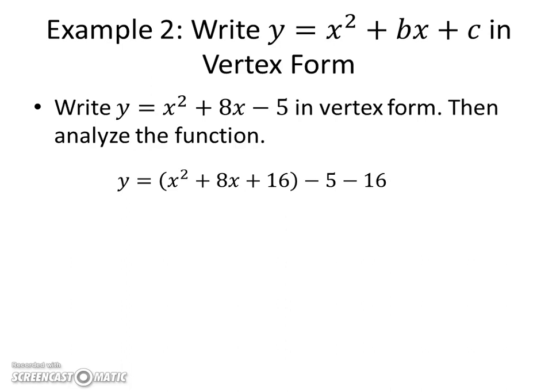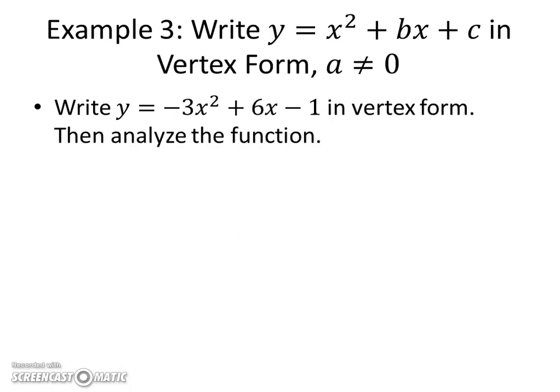Okay. So we can simplify. Negative 5 minus 16 is negative 21. We can write x squared plus 8x plus 16 as a perfect square trinomial, which is x plus 4 squared. So our vertex is negative 4, negative 21. The axis of symmetry is negative 4. Since a is 1, the graph opens up and has the same shape as y equals x squared, but it's translated 4 units left and 21 units down. Next one, a is not 1, so it's negative 3x squared plus 6x minus 1.